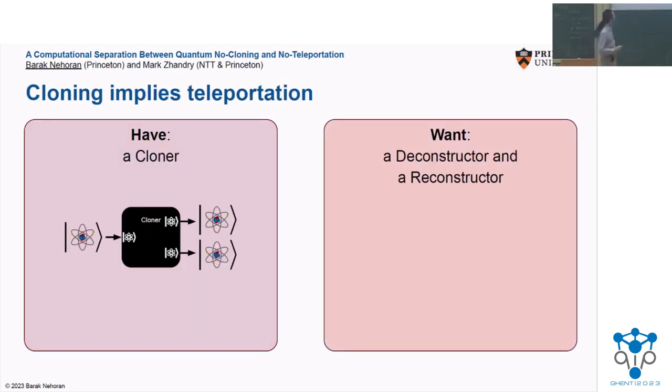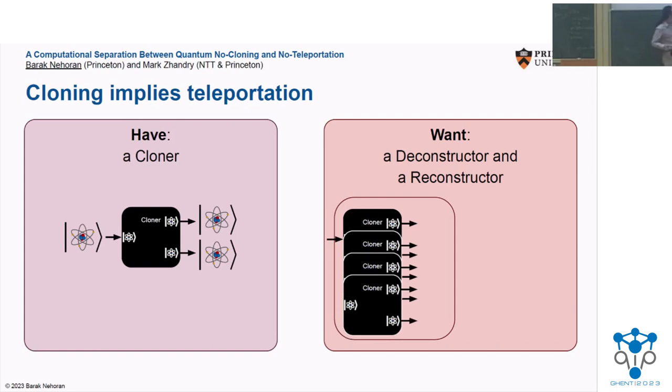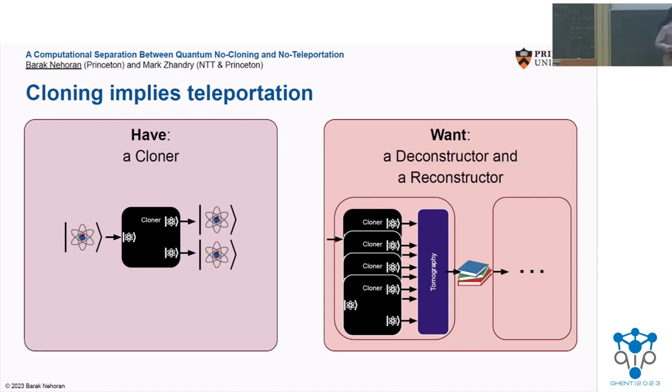What about the other direction? What if we're able to do cloning? Does that mean that we can do teleportation? In this direction it's not as trivial, but you can still do it. Suppose you have a cloner. You clone once, twice, 3 times, as many times as you need in order to be able to do tomography, which gives you a full classical description of the quantum state, which of course you can then send over. And then on the other side of the channel, you have a full classical description of the quantum state, and then of course you can construct it.